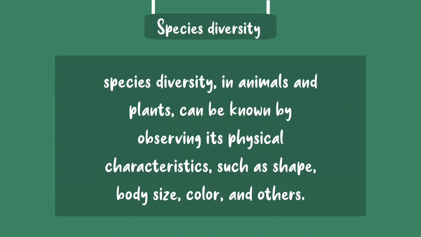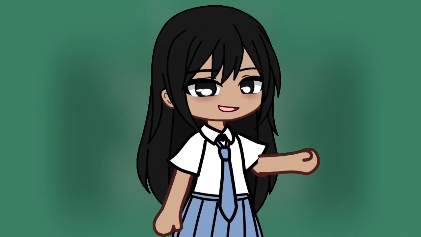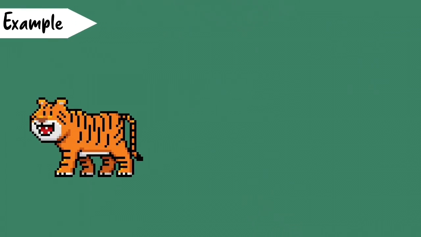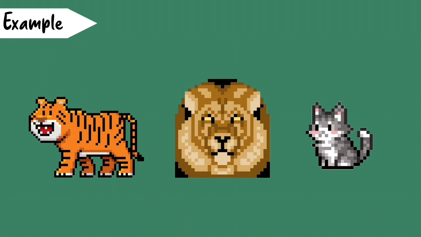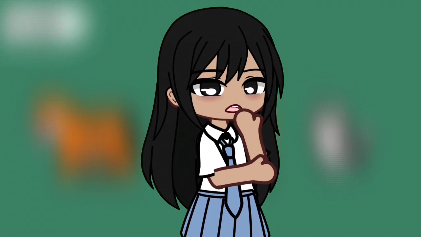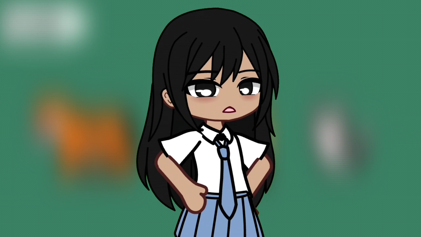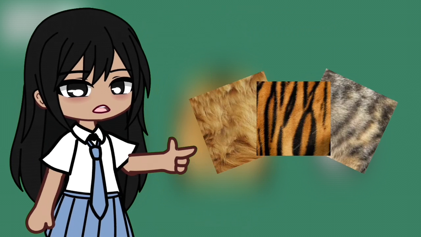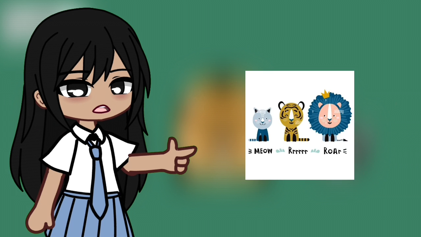Species diversity in animals and plants can be known by observing its physical characteristics such as shape, body size, color, and others. Species diversity can be seen in the cat family. For example, tigers, lions, and cats. Although these animals belong to the same family, there are striking differences between them. For example, there are differences in coat color, fur pattern, body size, behavior, and environment.